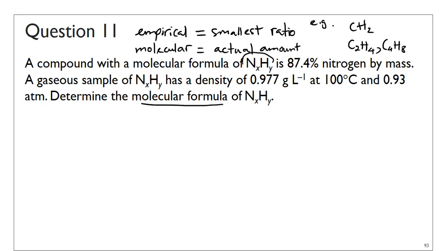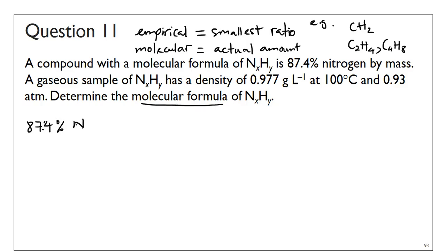So this is probably a very important piece of information. They give you the type of elements that are present in this molecule. So we have nitrogen and we have hydrogen. 87.4% is nitrogen by mass. So the percentage composition of this element is 87.4% nitrogen.